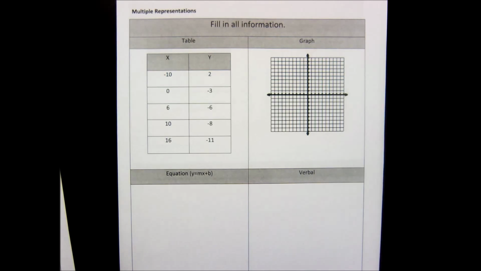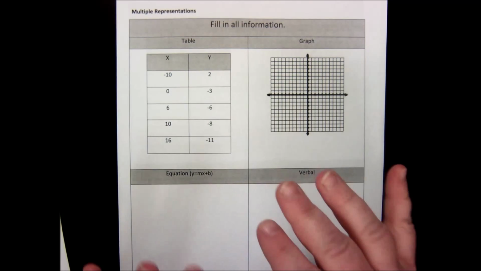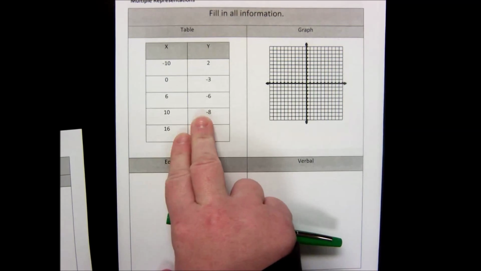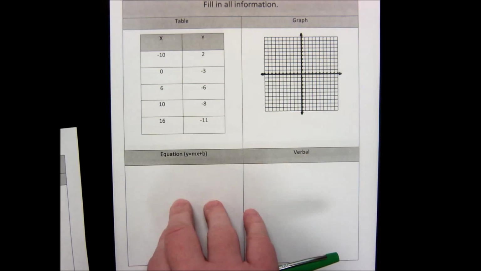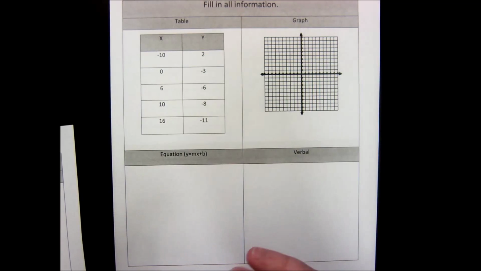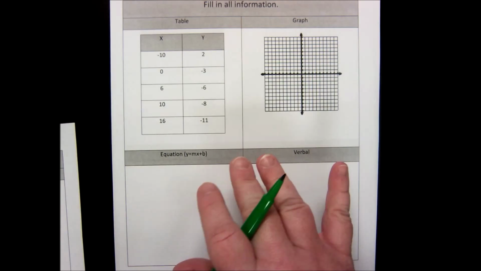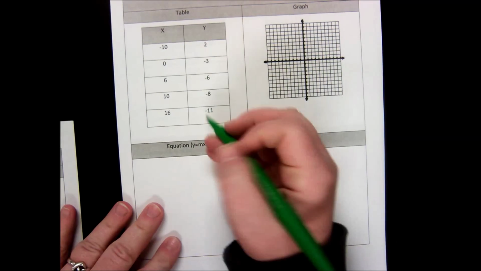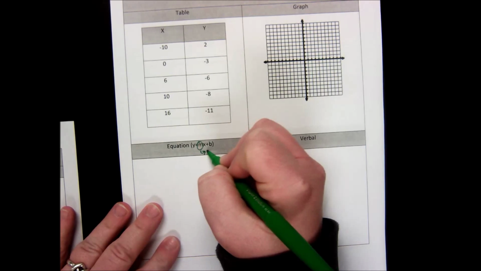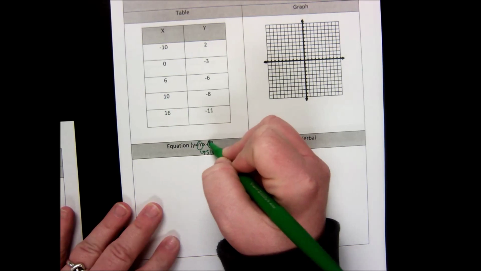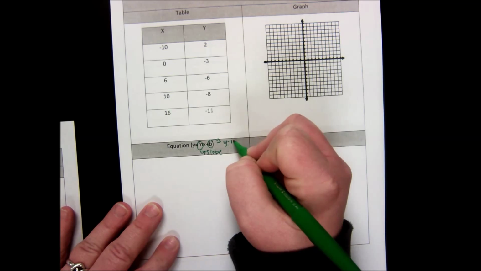Multiple representations means being able to look at one set of data and transfer it into graphs or verbal description or an equation. So let's start off by looking at this table. I know that to write an equation, I need M, a slope, and B, a y-intercept.